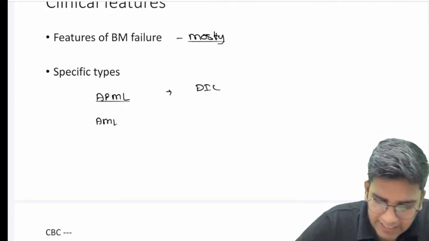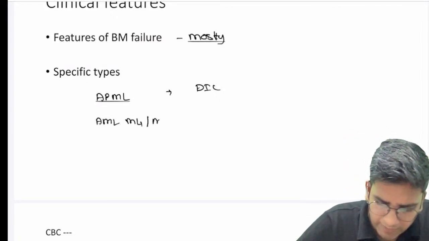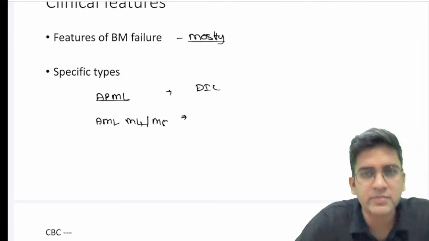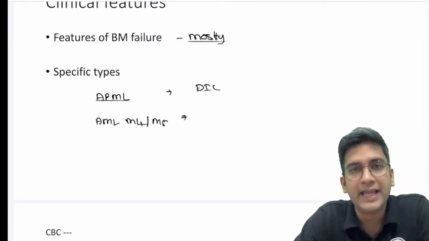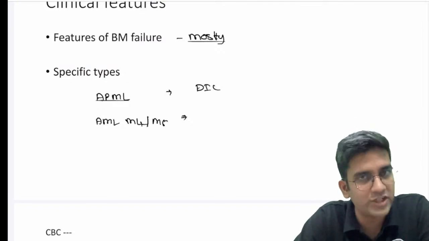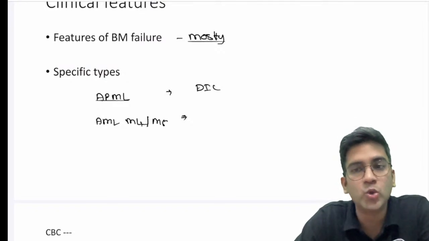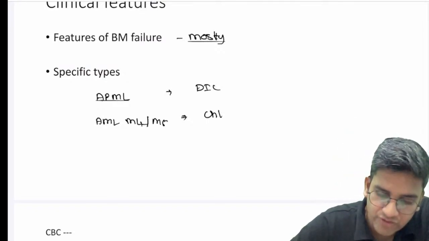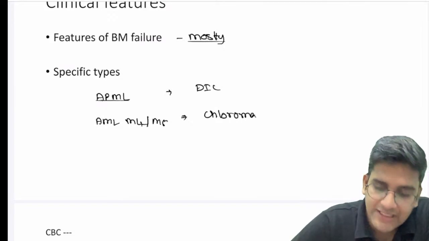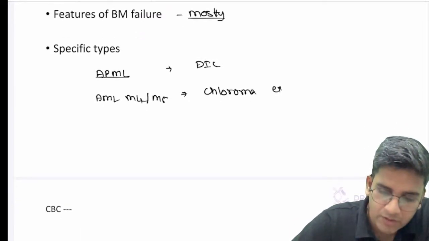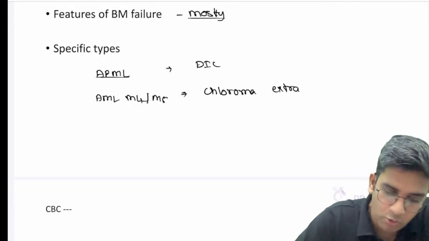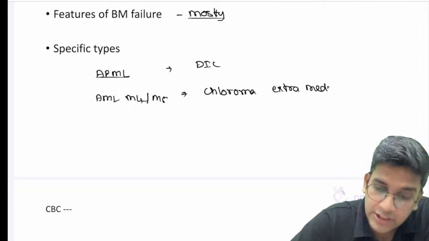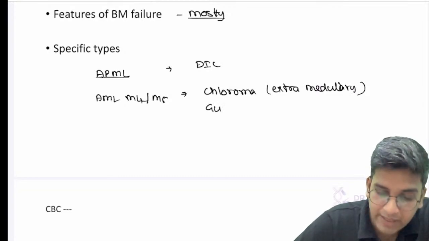Now, when I say AML M4 or M5, any classical symptom comes to your mind? Chloroma is one classical symptom. M4 and M5 have a little bit of monocytic component. Monocytic component can go to tissue. You can just write chloroma. Chloroma is extramedullary blast. I can have blast outside the bone marrow, right? I can have an extramedullary blast. Perfect. One of the classical examples of chloroma is your gum hyperplasia.